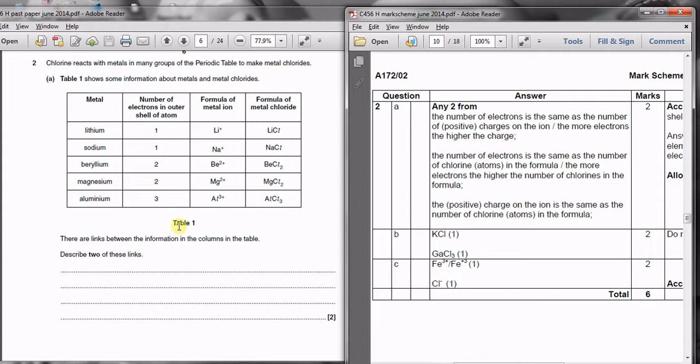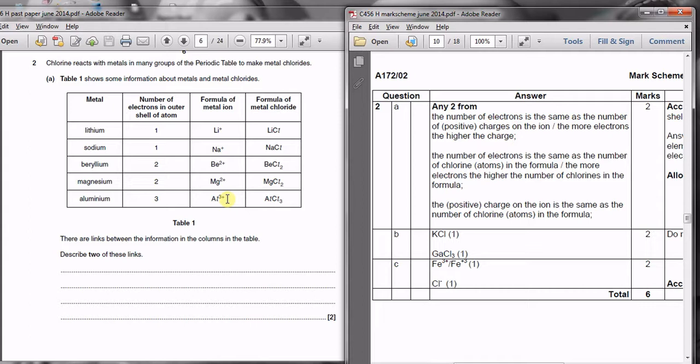So one of the links you can see is that the number of electrons in the outer shell tells you the charge of the ion. So one electron in the outer shell forms a 1+ ion. Two electrons in the outer shell shows a 2+ ion. Three electrons in the outer shell makes a 3+ ion, and so on.